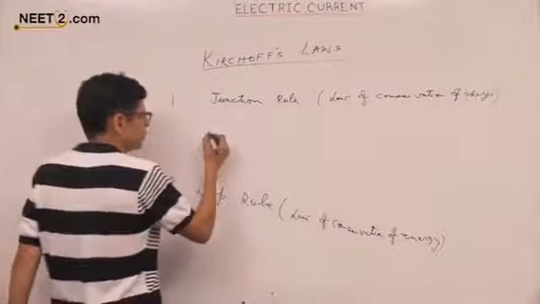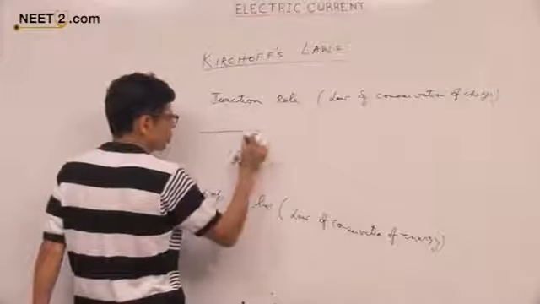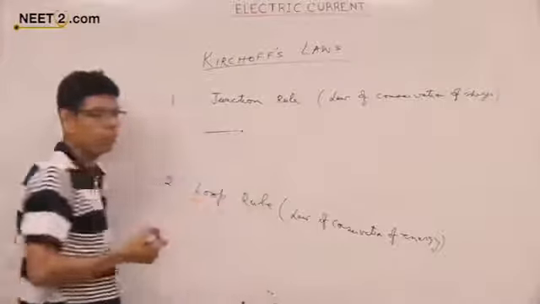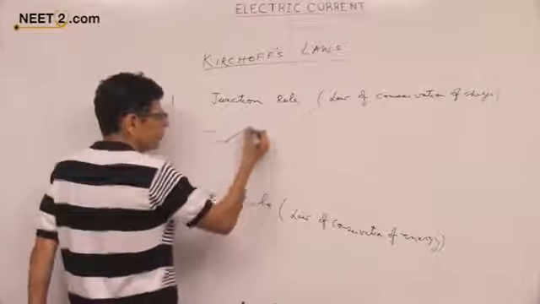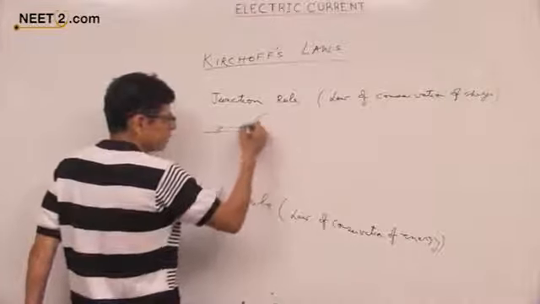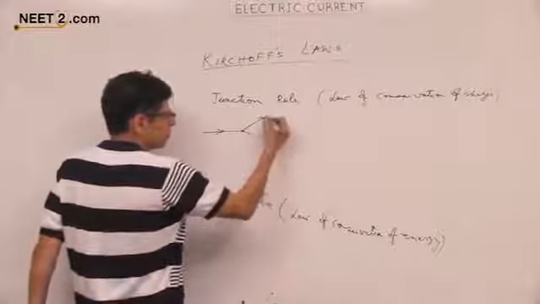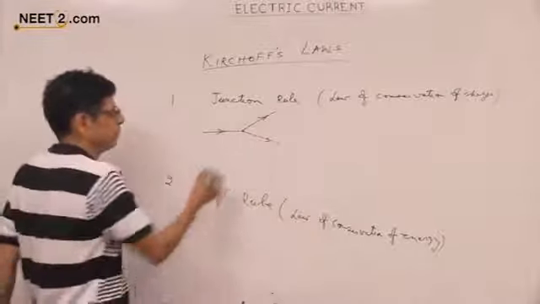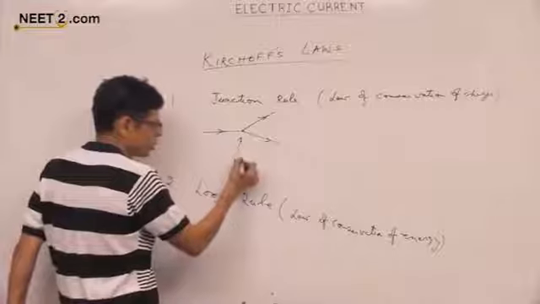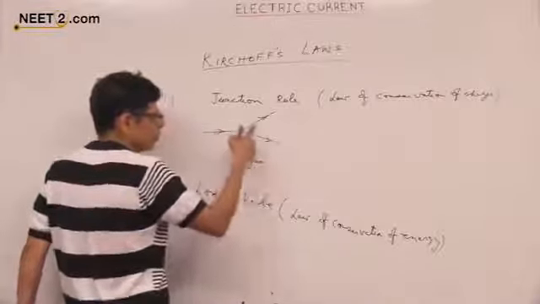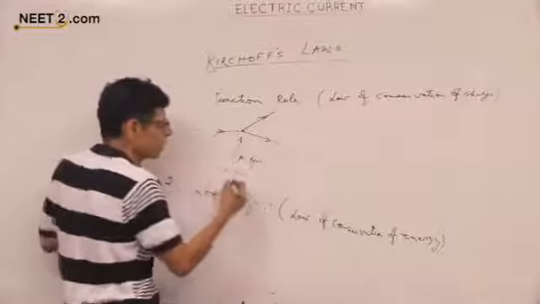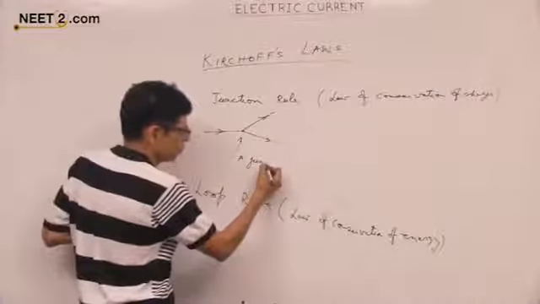Junction rule talks in terms of what we call a junction. What is a junction? A junction is a thing like this. Here is a junction, where three or more wires meet.